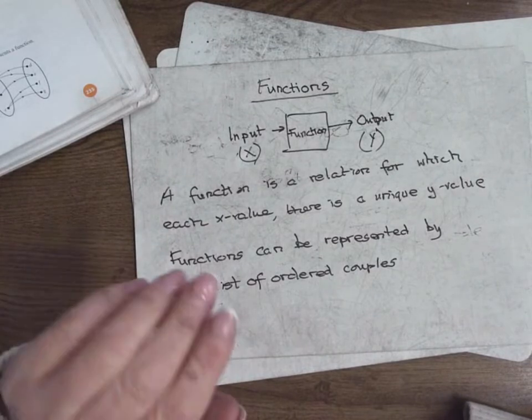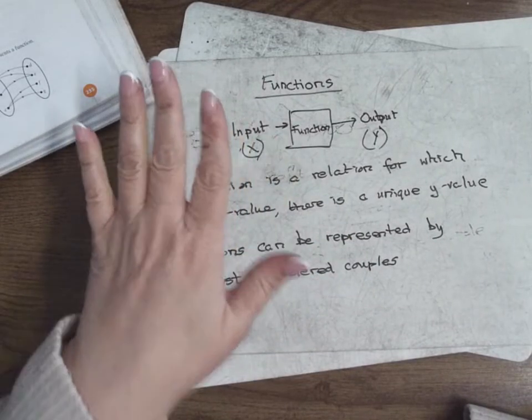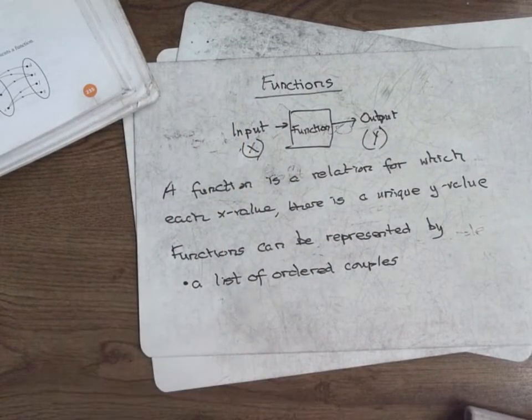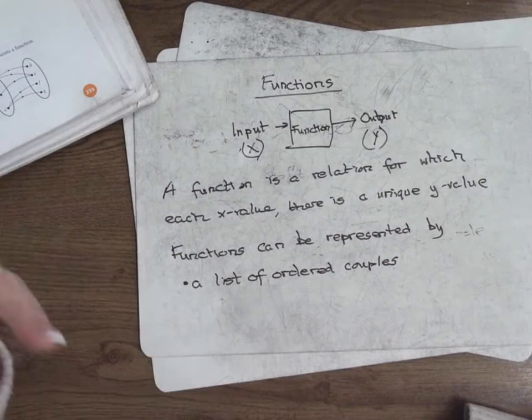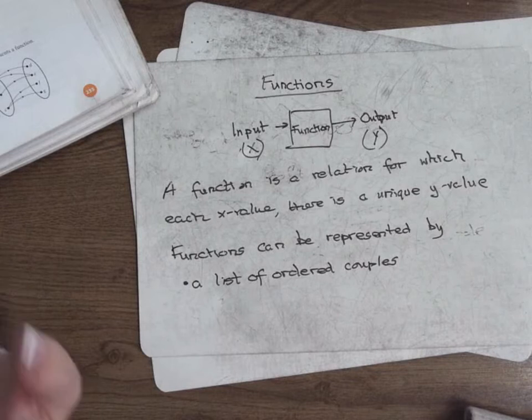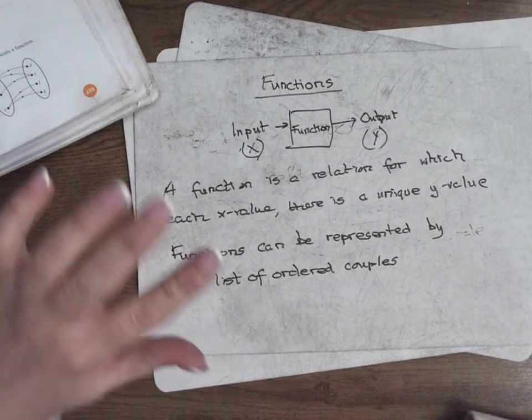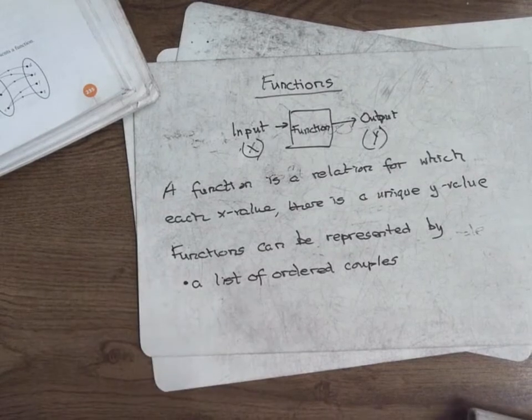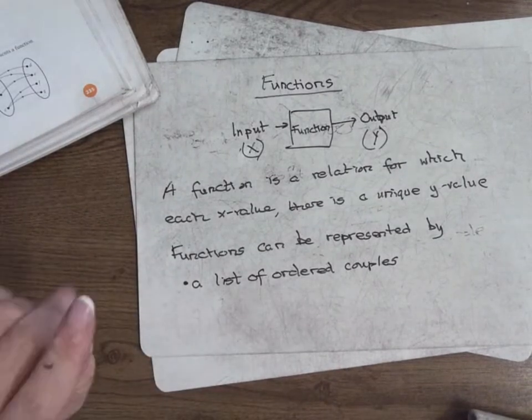So you can't have more than one answer. If you put in a 2, you can only get out one number. If you put in a 5, you can only get out one number to go with the 5. If you get out more than one number, it's not a function. And we'll see in a minute how you decide whether something is a function or not.